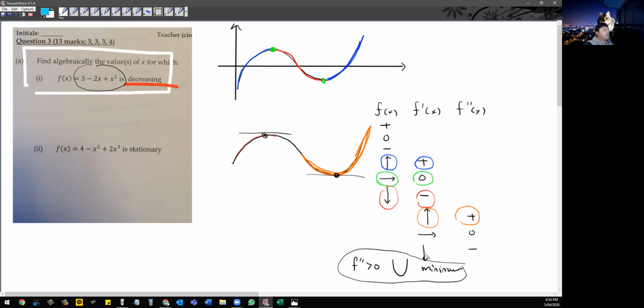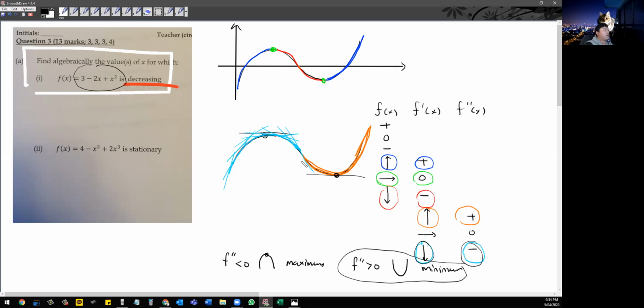Now over here, the gradient is really positive, less positive, less positive, and then 0, and then negative, even more negative, even greater negative. So the first derivative is decreasing, so the second derivative is negative. And if the second derivative is negative, then you have concave down, like this shape here, and therefore you have a maximum.